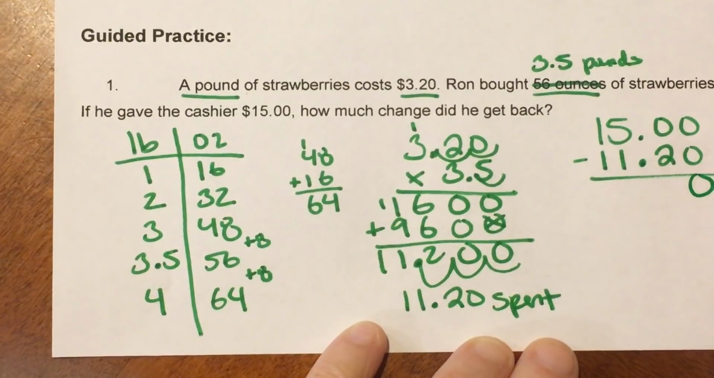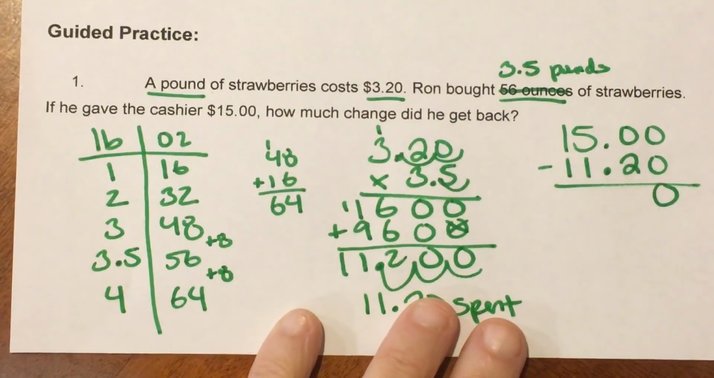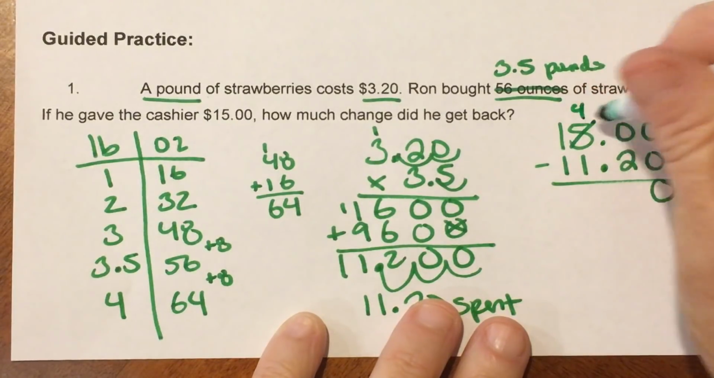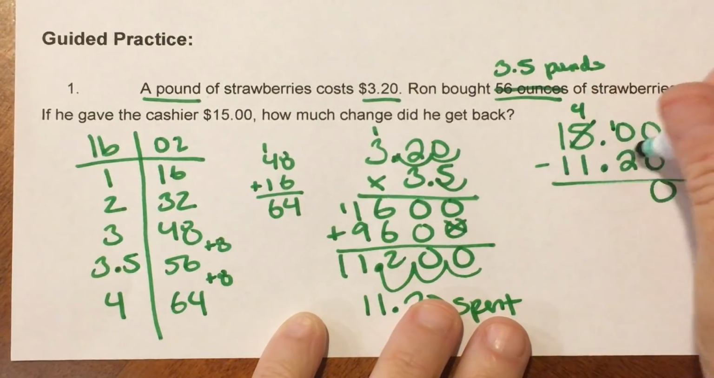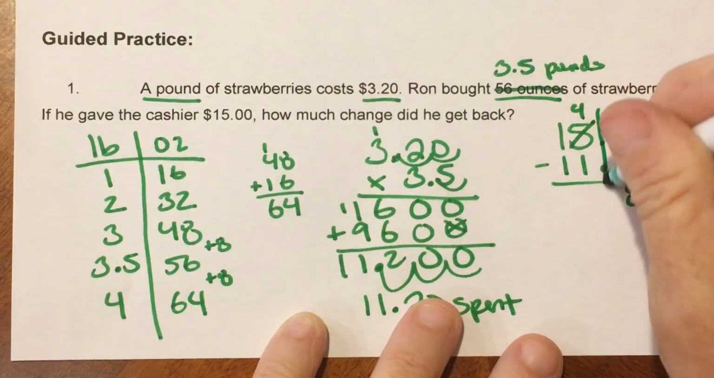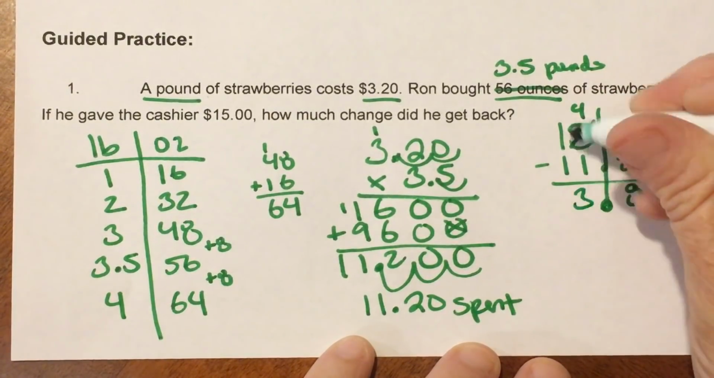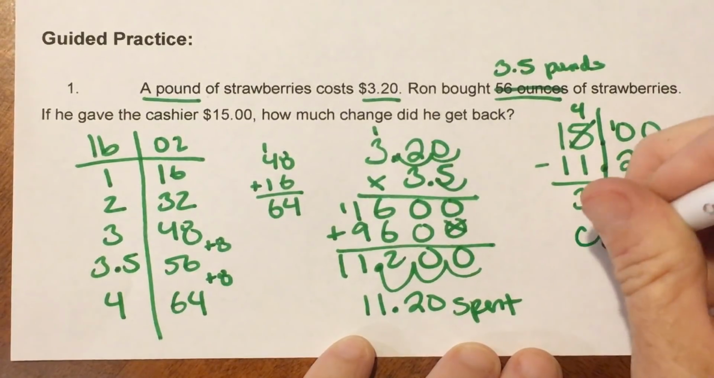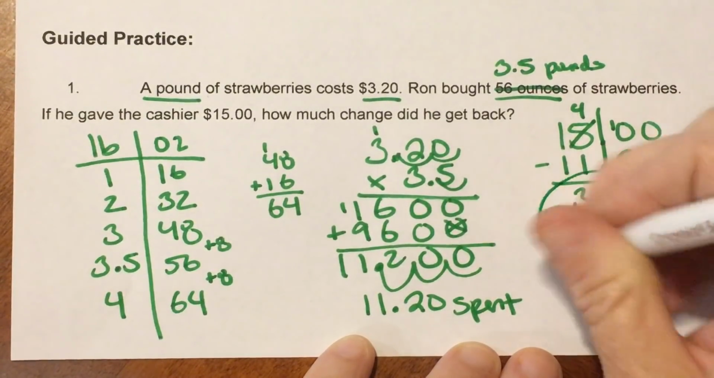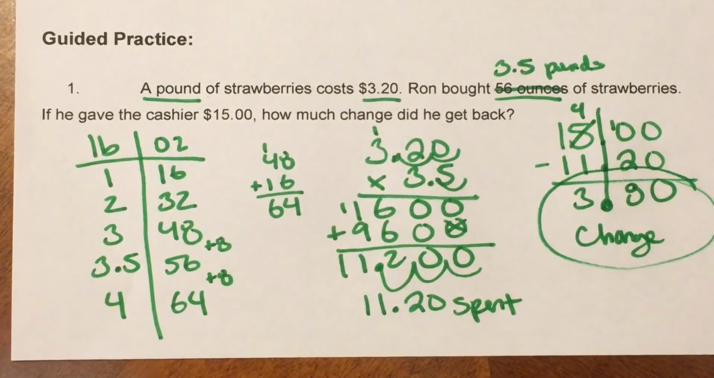0 take away 0, 0. 0 take away 2 is impossible. So let's come over here and borrow. 10 take away 2 is 8. And we lined up our decimals. 4 take away 1 is 3 and nothing. So his change will be $3.80.